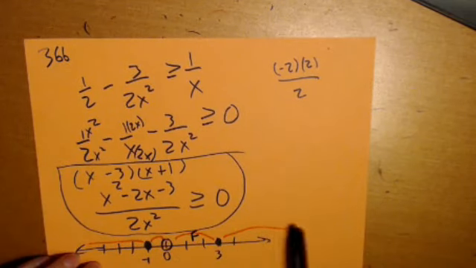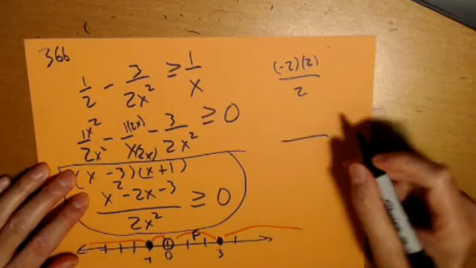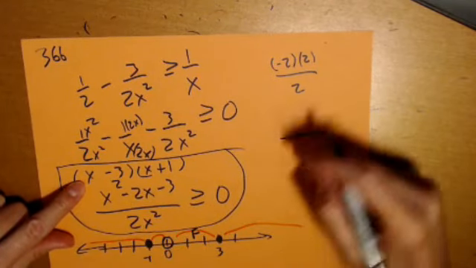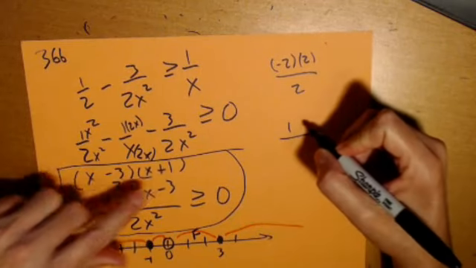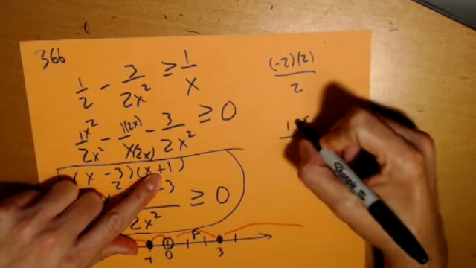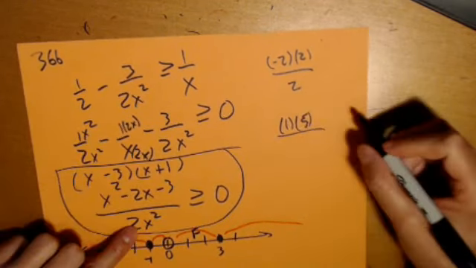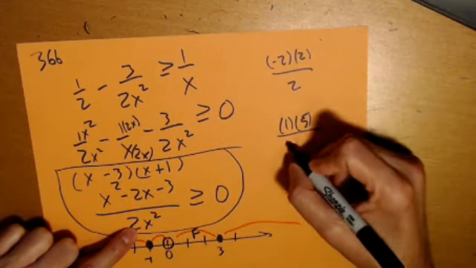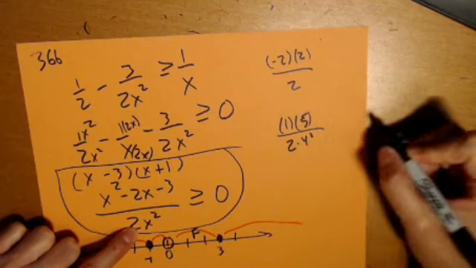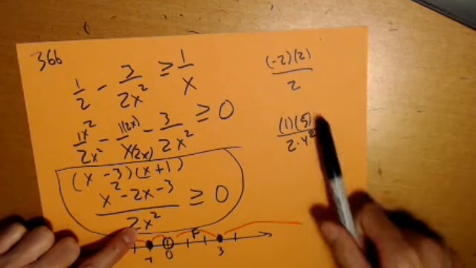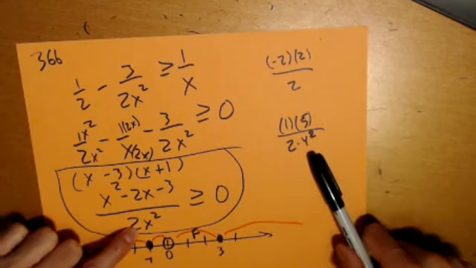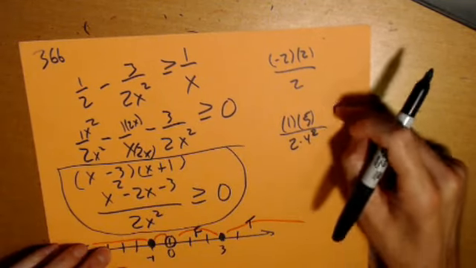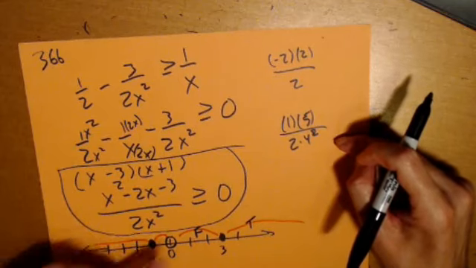Let's try a number bigger than 3. Let's try like 4. So I'm plugging into the factored form, by the way. It's easier. So if I plug in 4, 4 minus 3 is 1. 4 plus 1 is 5. And then 2 times 4 squared. You don't really need to figure it out. You see how this is positive? Is positive greater than 0? Yes, true. Could you figure it out? Oh, it's 5 over 32. Okay, cool. That's still more than 0. True.